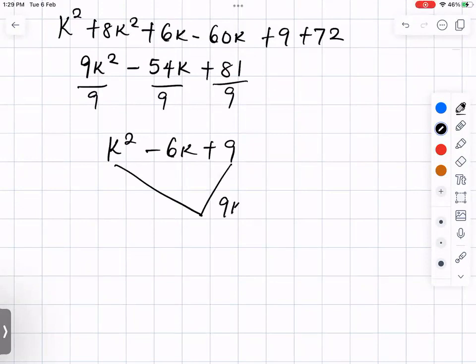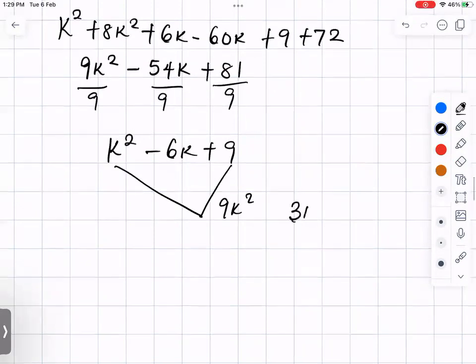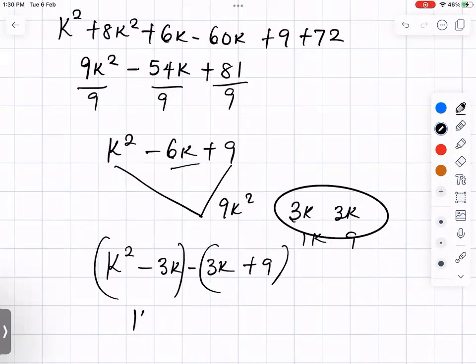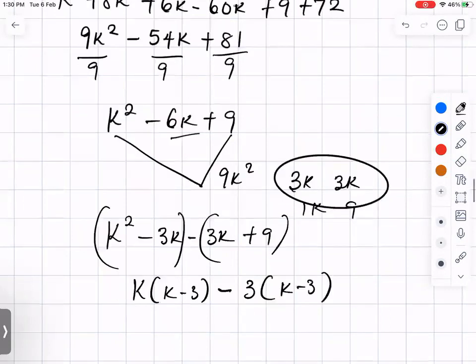I have 9k squared, with factors of 9 being 3k and 3k, okay? Or 1k and 9k. And 3k will give me 6. So simply I'm using k squared minus 3k minus 3k plus 9. Factorizing this, I have k into k minus 3 minus 3 into k minus 3. So you can see we have two similar values, k minus 3 and k minus 3.